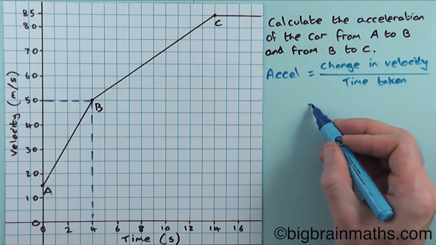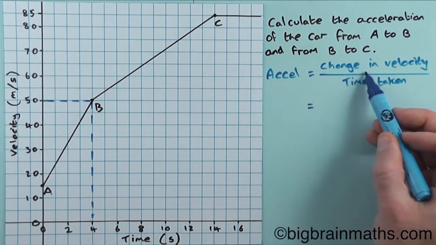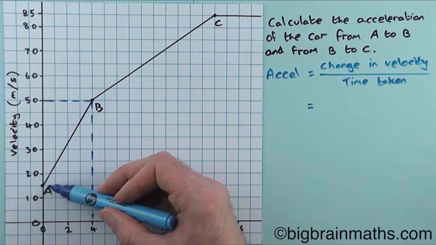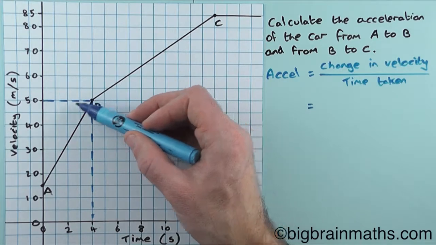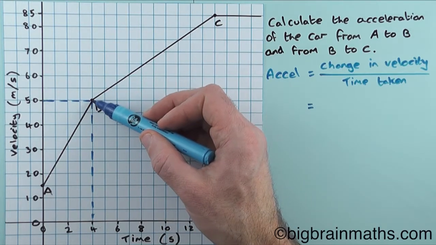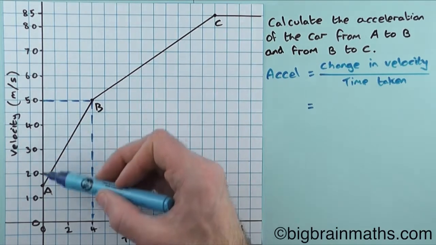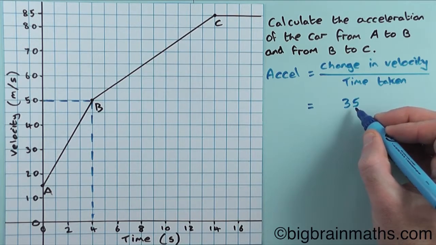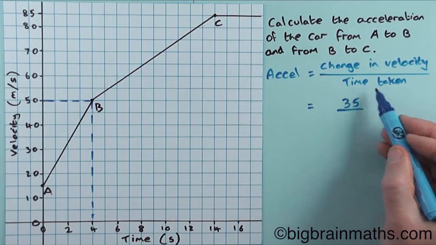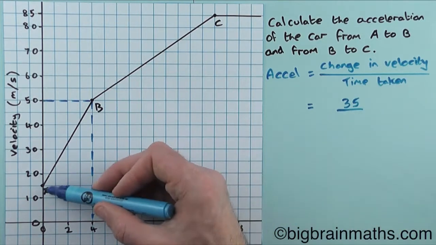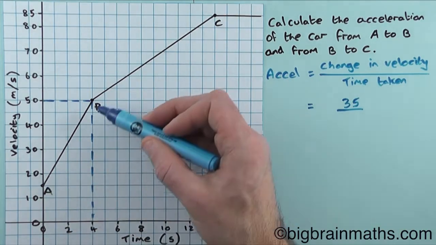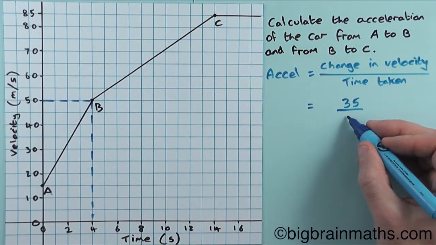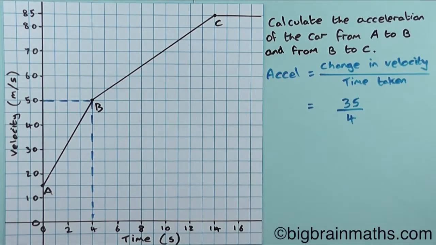So to calculate the acceleration, first of all we need to work out the change in velocity. Now at A, the velocity was 15 meters per second, and at B, the velocity was 50 meters per second. So the change in velocity is the difference between these two numbers. So the change in velocity is 35 meters per second, and we need to divide that by the time taken for the change. Now at A, the time was 0, and at B, the time was 4 seconds. So that means that the time taken for the car to go from A to B was 4 seconds.